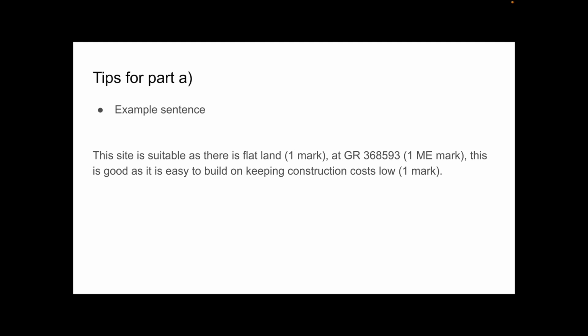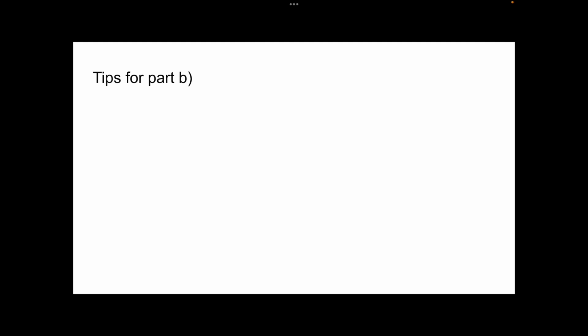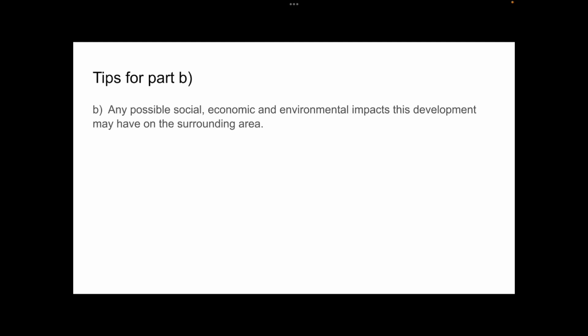And you'll see that map evidence mark there. As long as you do 4 of them, you're going to bank your 4 map evidence marks, which is a great way to start because it's almost 25% of your marks for that one there. Okay, now for part B, social, economic and environmental impacts.